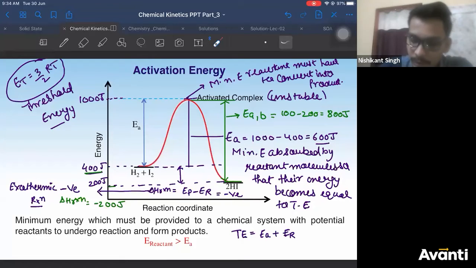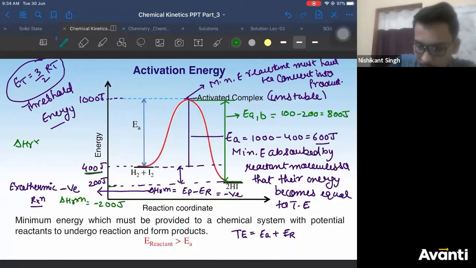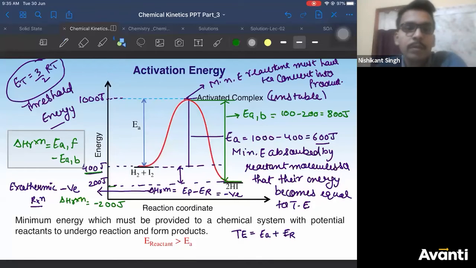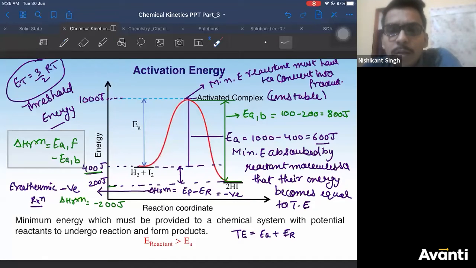That means, can I say enthalpy of reaction is activation energy of forward direction minus activation energy of backward direction. You get a lot of questions on this particular formula. Enthalpy of reaction is also given as activation energy of forward minus backward. Why forward minus backward, not backward minus forward?